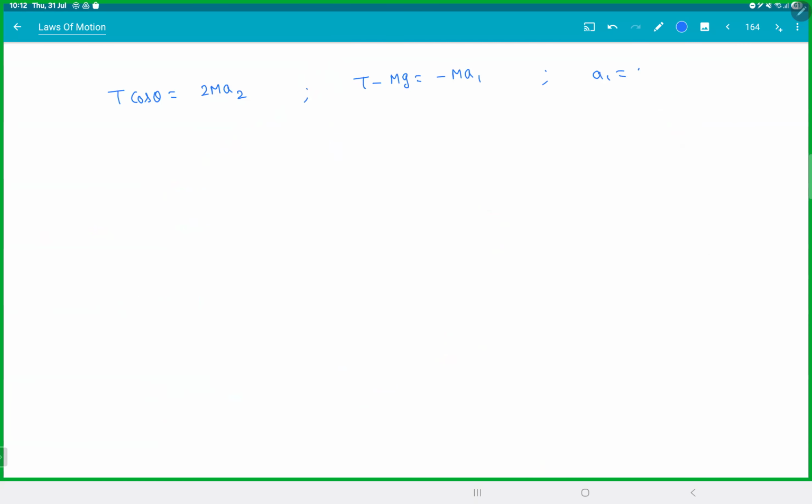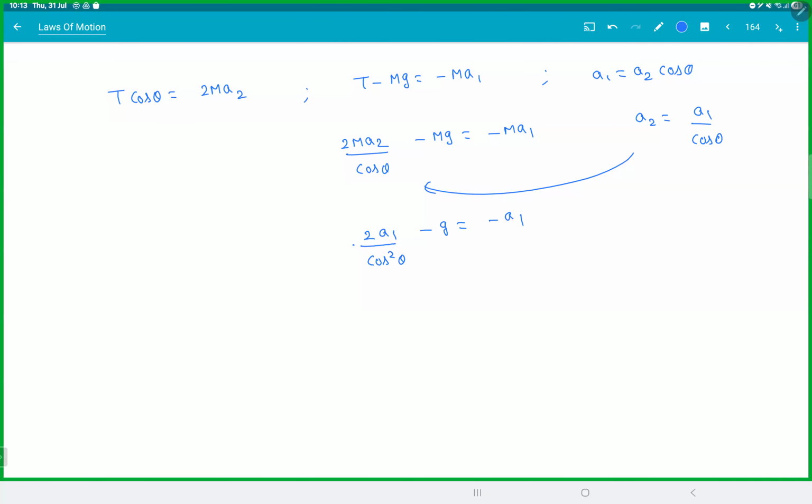The question is over. It is just a matter of solving now. So replace T here. This will be 2ma2 by cos theta minus mg is minus ma1. Then replace a2 here. m goes off everywhere. This will be 2a1 by cos square theta minus g is equal to minus a1. a1 will be g cos square theta by 2 plus cos square theta. Check. That's your answer.